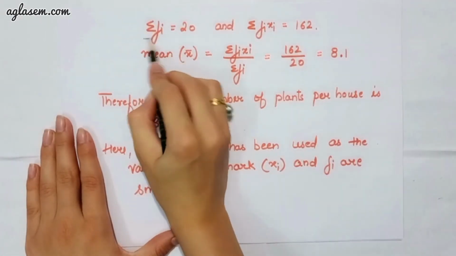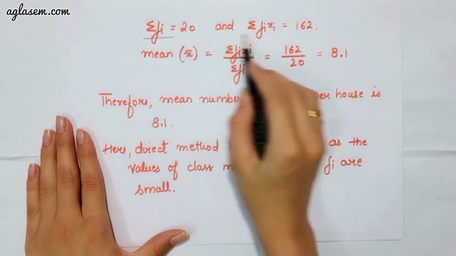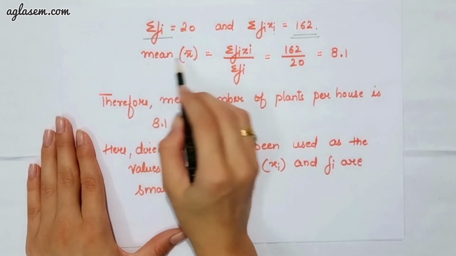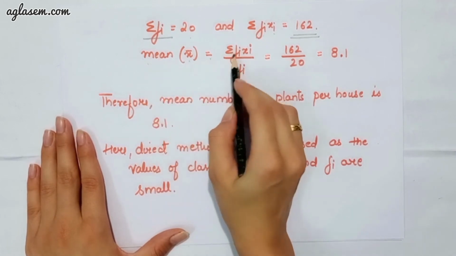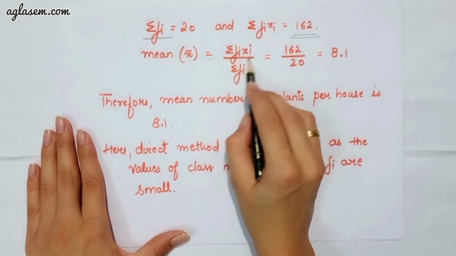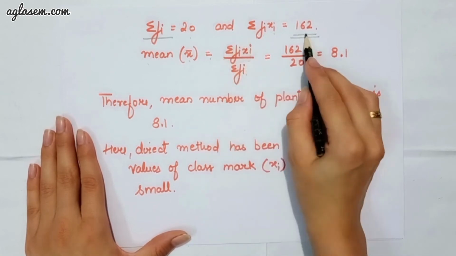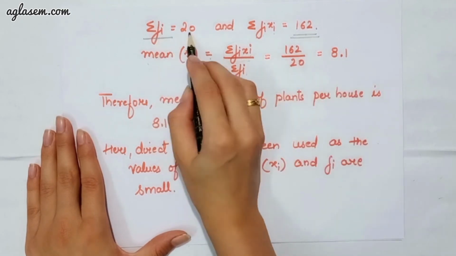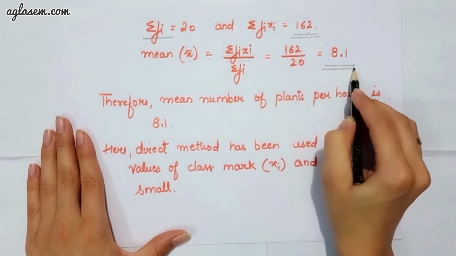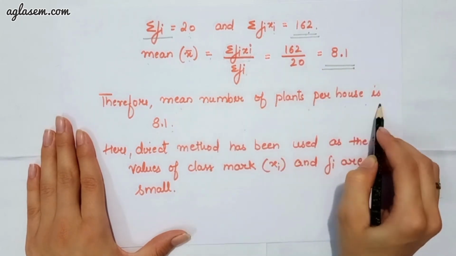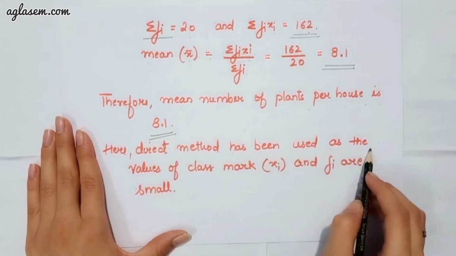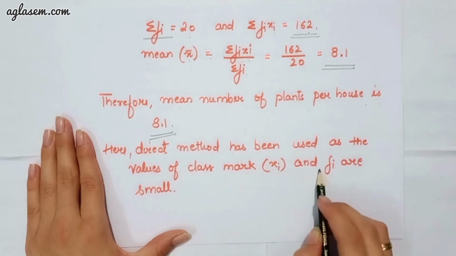Solving further, we have summation fi is 20 and summation fi into xi is 162. So we can find the mean, x bar, which equals summation fi xi divided by summation fi. Here summation fi xi is 162 and summation fi is 20. Dividing this we get 8.1 as the mean. Therefore the mean number of plants per house is 8.1. Here the direct method has been used as the values of class interval and fi are small.